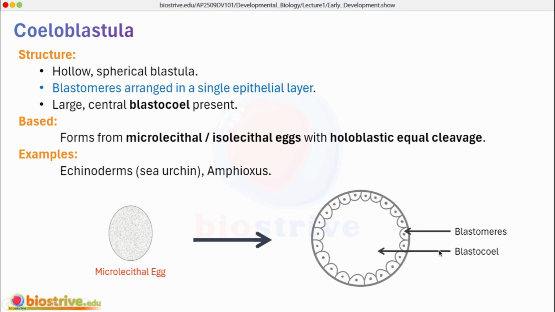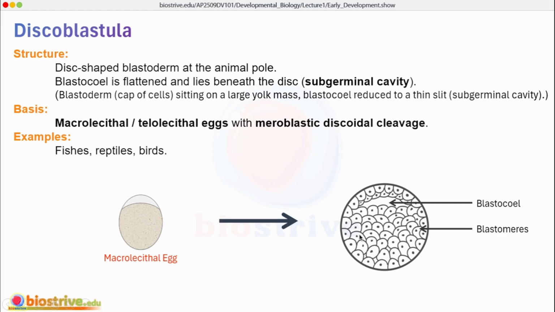Talking about the structure of coeloblastula, it is a spherical blastula with a large hollow cavity, which we call the blastocoel, and blastomeres are present only at the periphery. The only thing we have to remember in case of coeloblastula is that it is formed from microlecithal eggs, and these microlecithal eggs will have uniform distribution of yolk, which is the isolecithal condition. The cleavage is holoblastic. The blastomeres are arranged on the periphery most of the time in a single layer, and there will be a large hollow blastocoel cavity. The examples are echinoderms.